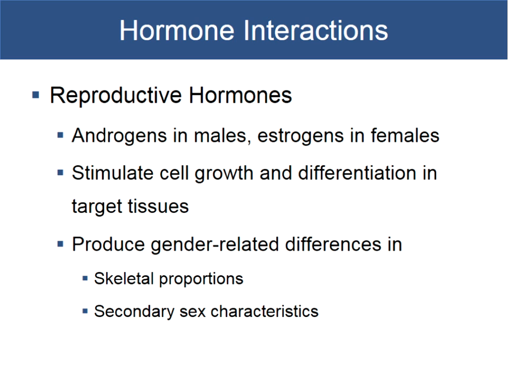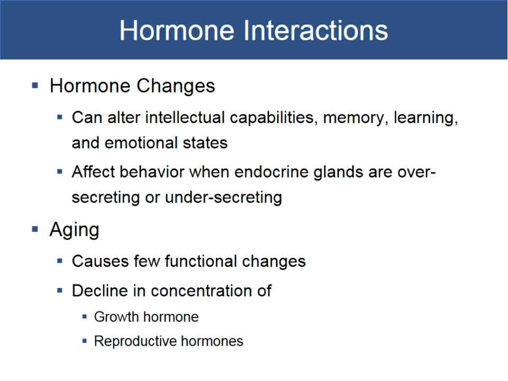Reproductive hormones: androgens in males, estrogens in females. Ladies, we do make some androgens because we have some from our adrenal gland, but it's a very small amount compared to males. They stimulate the growth and differentiation of target tissue, so depending on how much estrogen or how much testosterone you have, those are the secondary sex characteristics that come out. The skeletal proportion changes, the muscular mass, fat deposition and distribution changes we see between males and females.